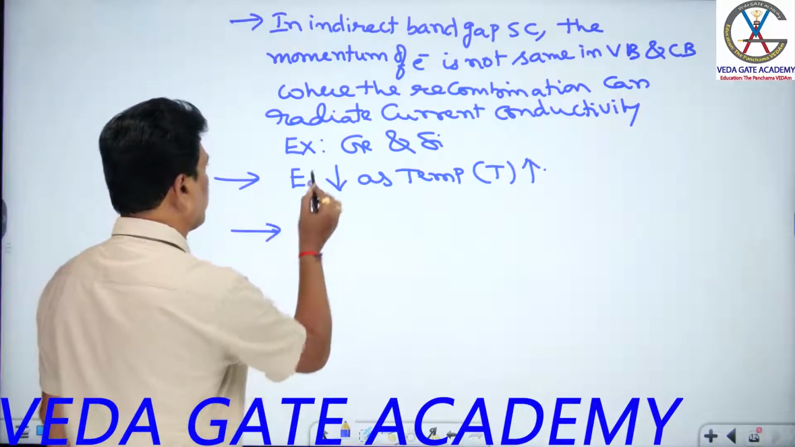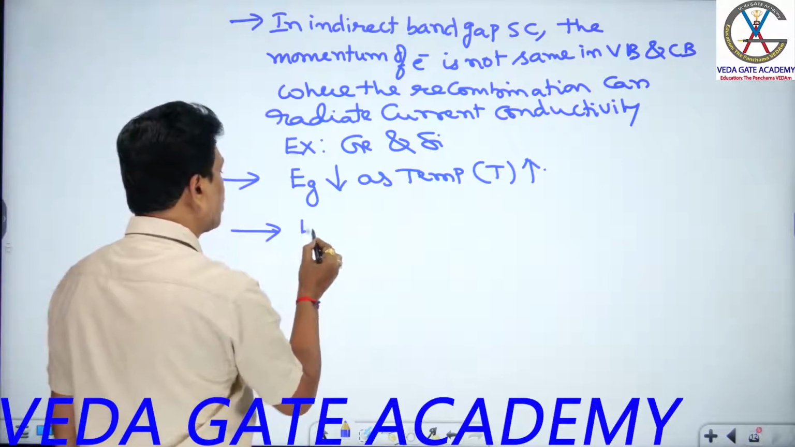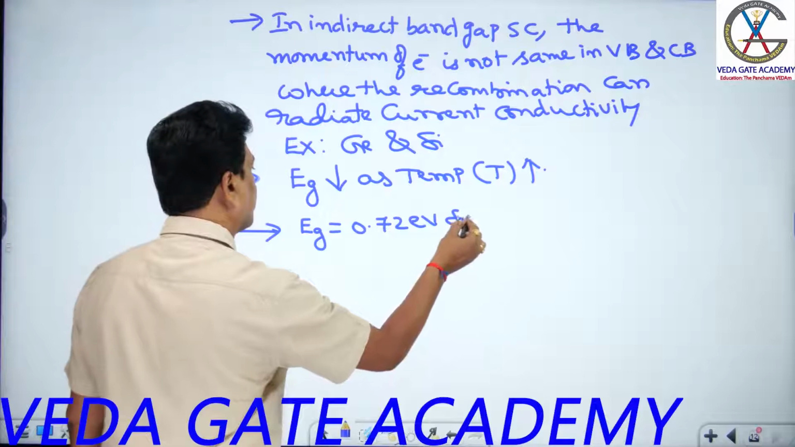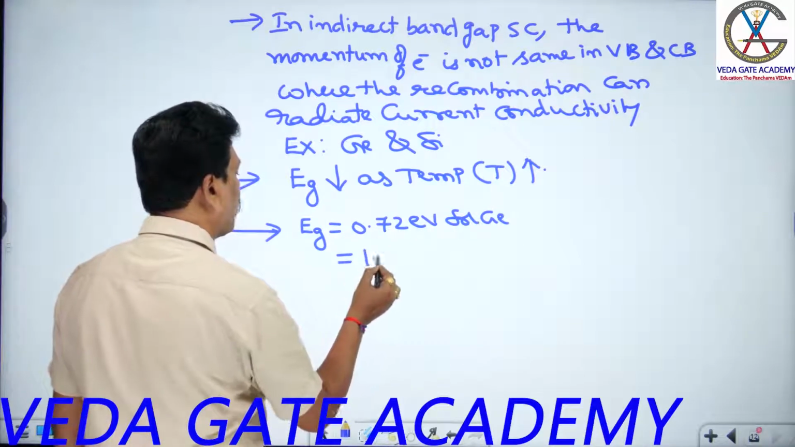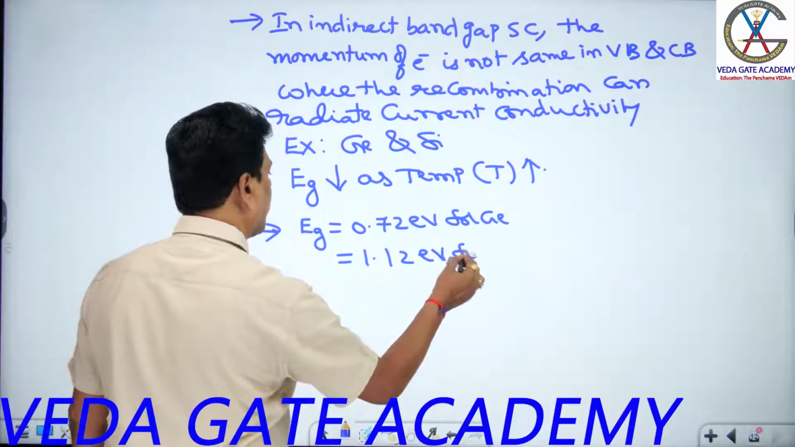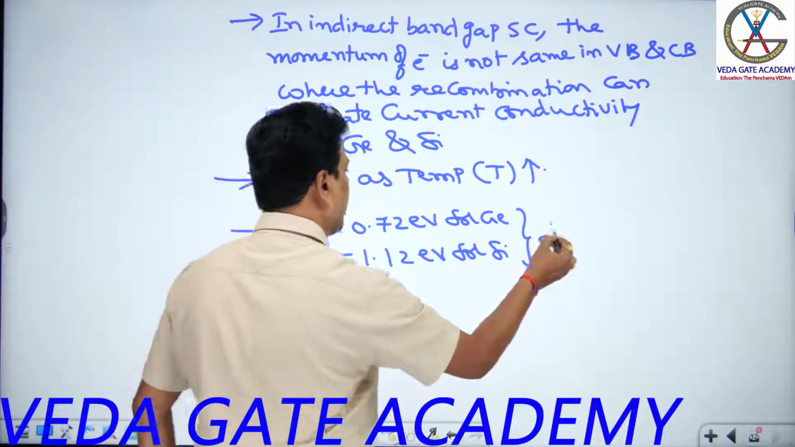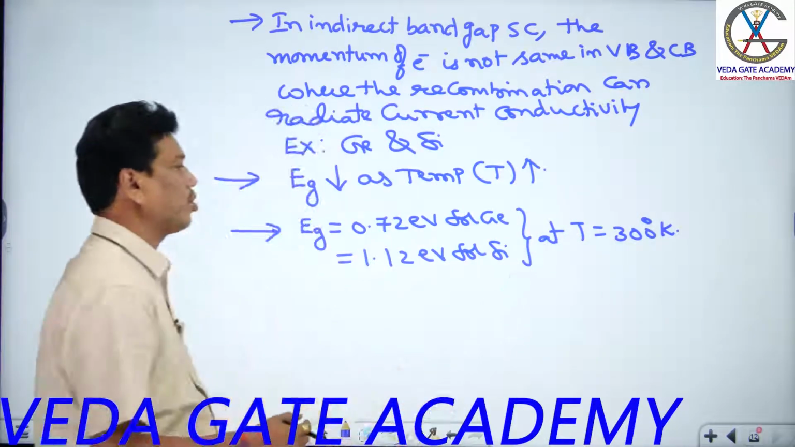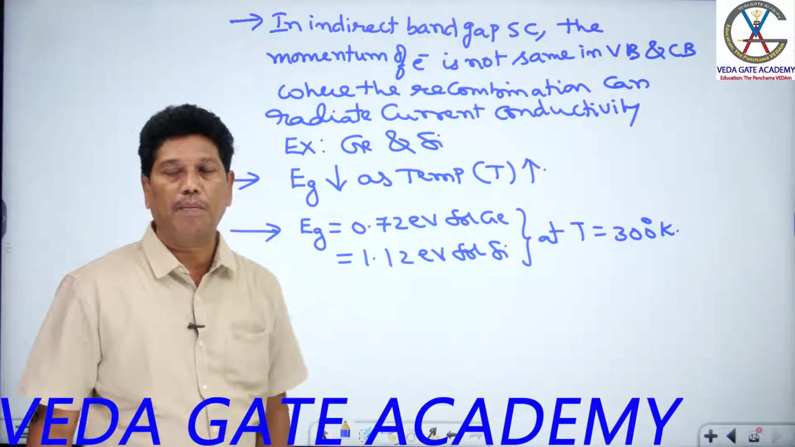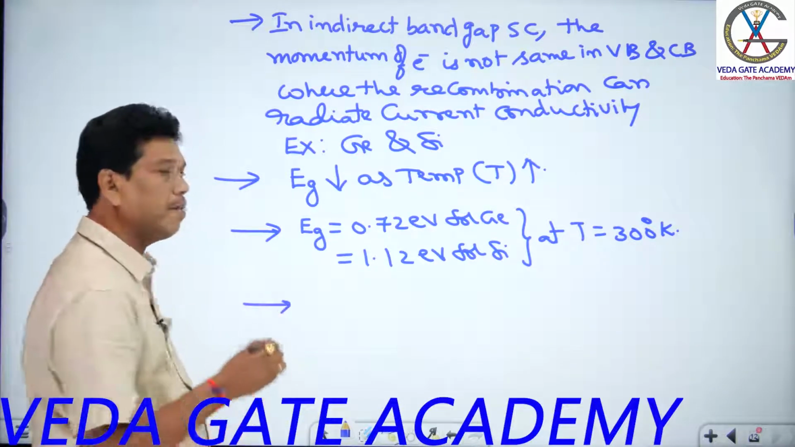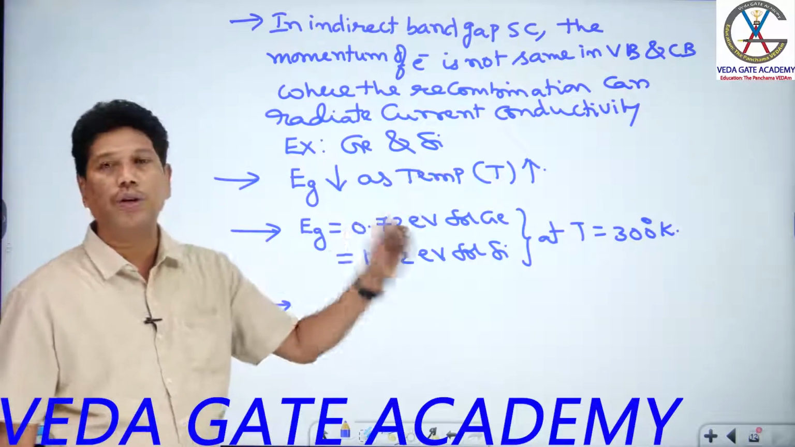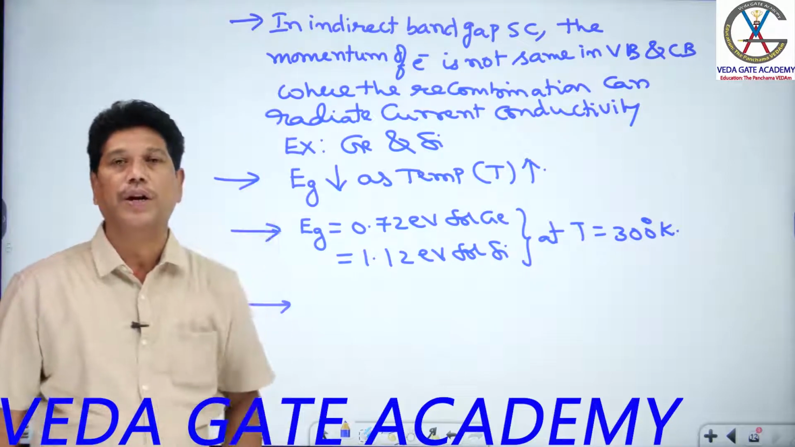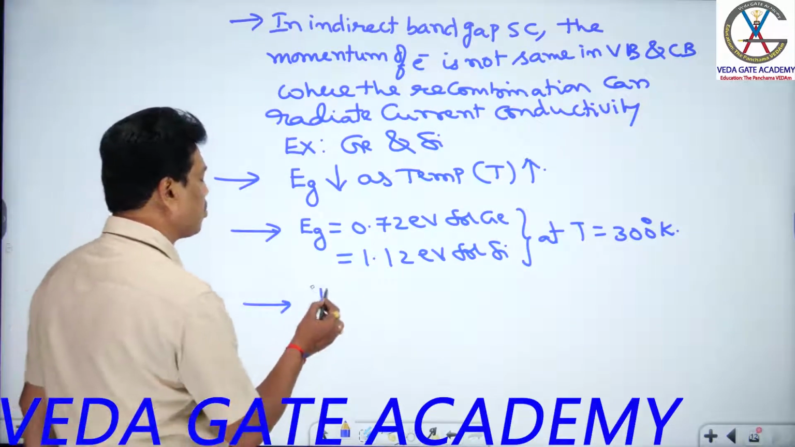Most commonly used semiconductors are germanium and silicon. What is the energy gap of germanium, students? It is around 0.72 electron volt for germanium and 1.1 or 1.12 electron volt for silicon at room temperature of 300 degree Kelvin. Semiconductors have a negative temperature coefficient of resistance due to this. As temperature increases, energy gap decreases, conductivity increases, so resistance decreases.